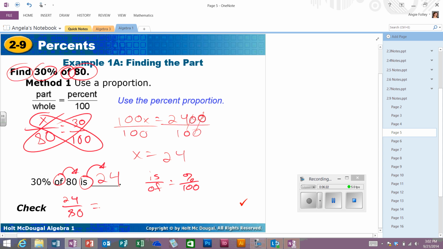And if you calculate that out, that comes out to 0.3, which to go from a decimal to a percent, we move it 2 places to the right. So that is 30%. If we're going from a percent to a decimal, we move it 2 places to the left. So make sure you don't get those confused. Okay?